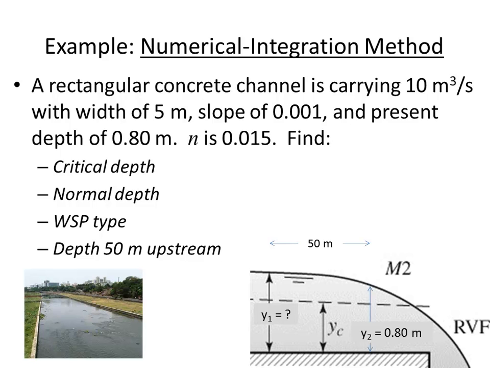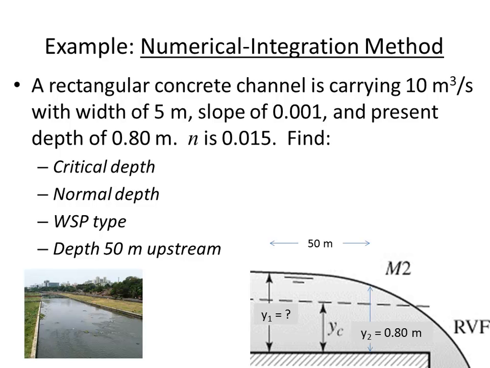Okay, critical depth, y sub c, is going to be the flow per unit width. The flow rate is 10 cubic meters per second, and the width is 5 meters wide. So that's basically 2 meters squared per second, squared, divided by g, to the 1/3 power. Okay, from that I get the critical depth is 0.742 meters.